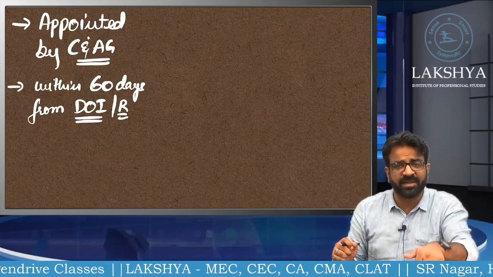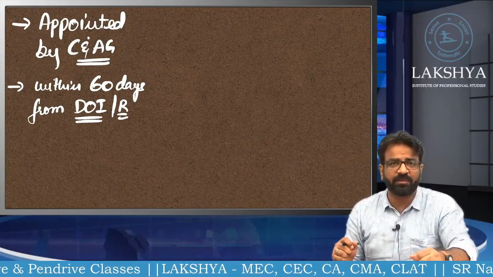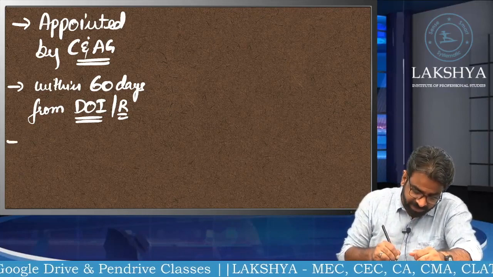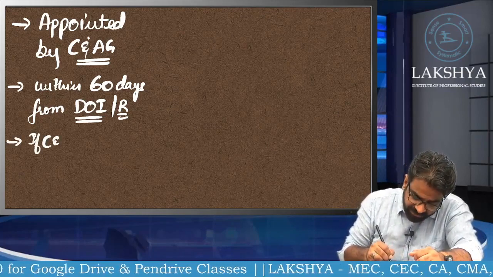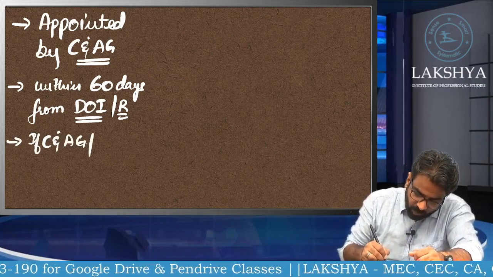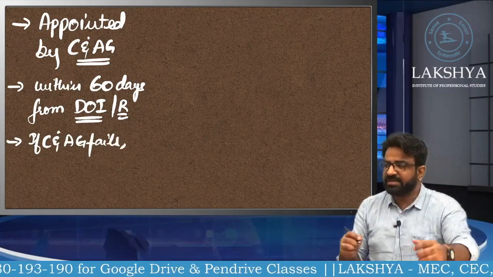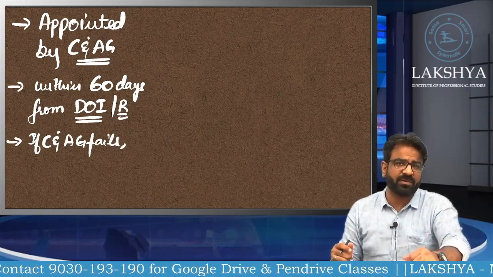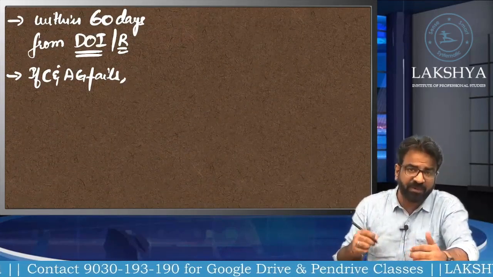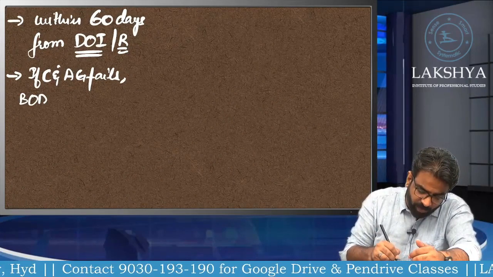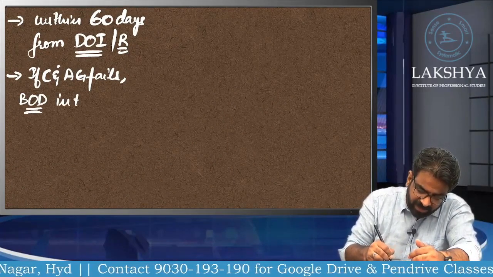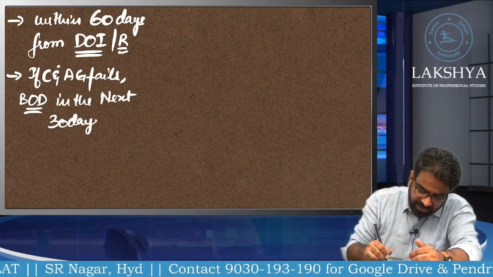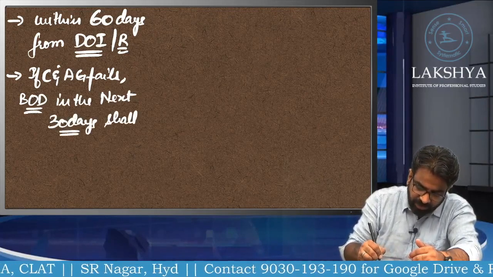Who will appoint? C&AG. Within how many days? 60 days from the date of incorporation or registration of that government company. Next point. Sir, what if C&AG fails? If the C&AG does not appoint the first auditor within 60 days, then this power will be handed over to the board of directors in the next 30 days. Board of directors in the next 30 days shall appoint.